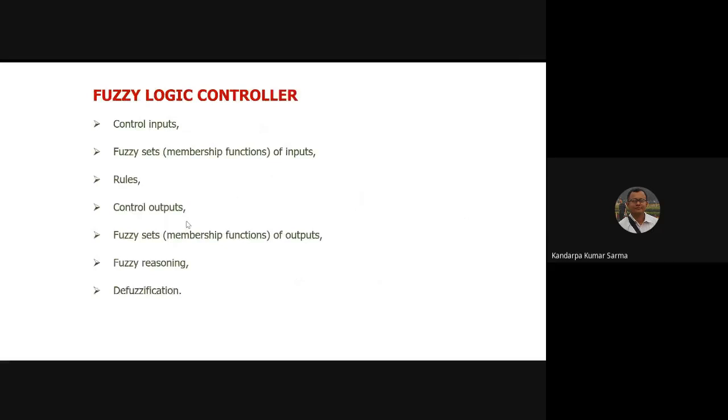Now, for the fuzzy logic controller to work, we have the control inputs. Then we have the fuzzy sets, the membership functions of the inputs. We have the rules. We have the control outputs. Then we have the fuzzy sets, the membership functions of the outputs. We have the fuzzy reasoning. Then we have the defuzzification process.